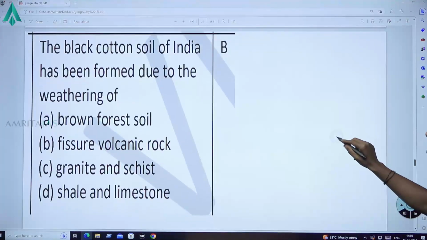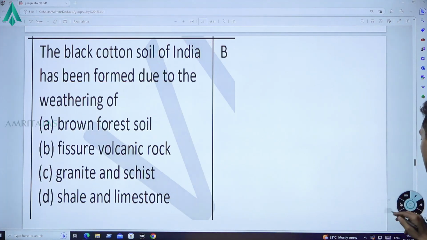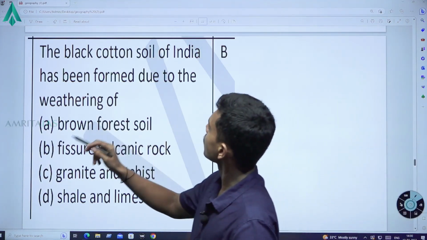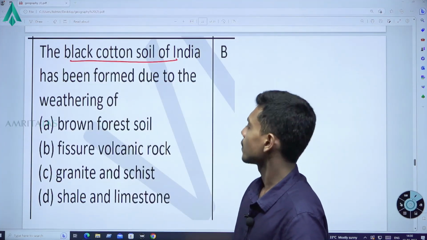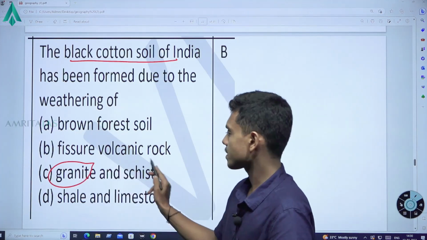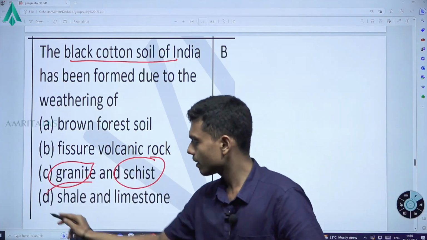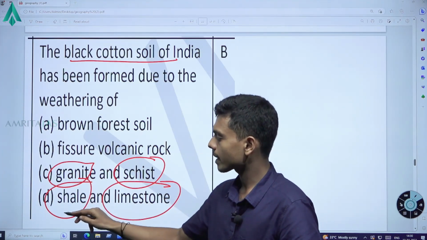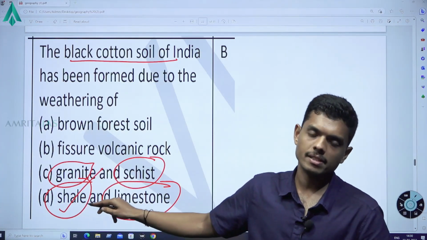Again, crop. Sorry, this is regarding Indian soil, black cotton soil. So they asked about the black cotton soil, right? But in the options you can see granite and schist. So shale, what is shale gas? Limestone. So you can expect questions on shale gas, the major places in India from where shale gas is extracted.